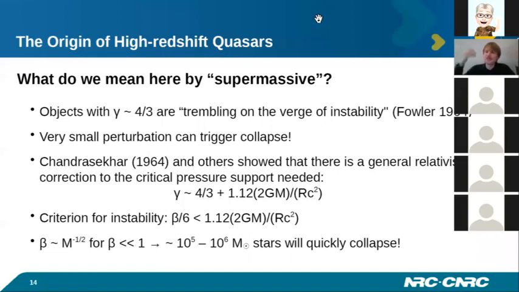Now, if you think back and remember your stellar evolution lectures, an object with an adiabatic index gamma roughly of order 4/3, very, very close to 4/3, is a very scary object because it is forever trembling on the verge of instability, as they noted back in the 60s. It is very marginal against collapse. A very, very small perturbation is going to spell destruction.